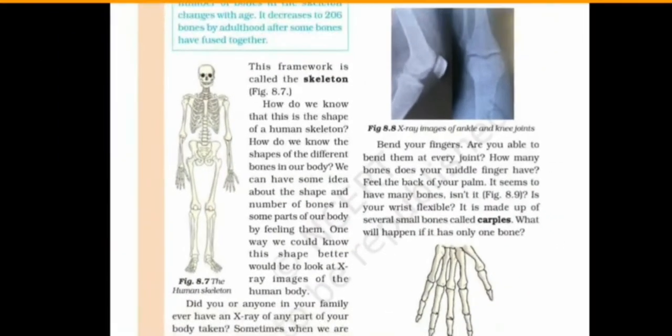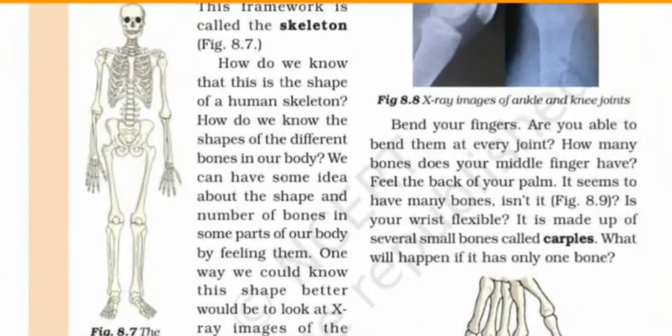Understood till here? Now see, what are the hand joints that you will study here? Bend your fingers. Are you able to bend them at every joint? Yes. How many bones does your middle finger have? You can count it out. There are 3. Yes. Feel the back of your palm. There are so many bones. The highest number of bones are located in your arm, and especially in your hand. 27 bones are available in one hand, and together it will be 27 to 52 bones in your arms only.